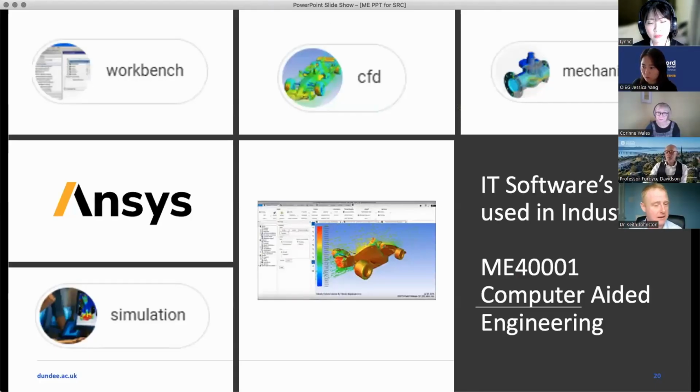Also, thinking to do with software, ANSYS, very much used in industry as well. If you want to become a simulation engineer, we have specific modules in 4th year for level 1 and 2 for CFD and FEA to simulate stress and strain, and we learn about that in this specific module.